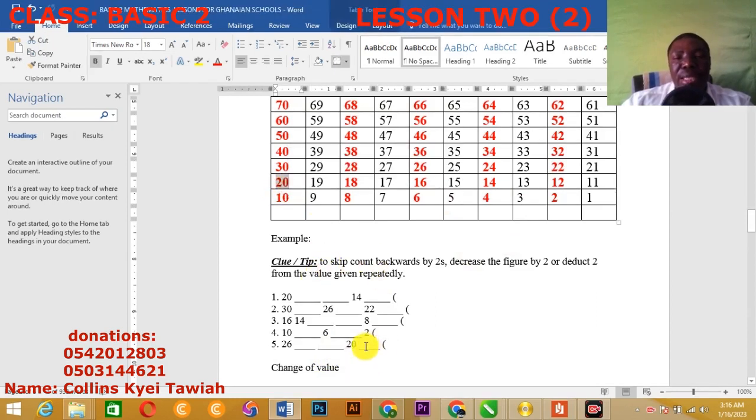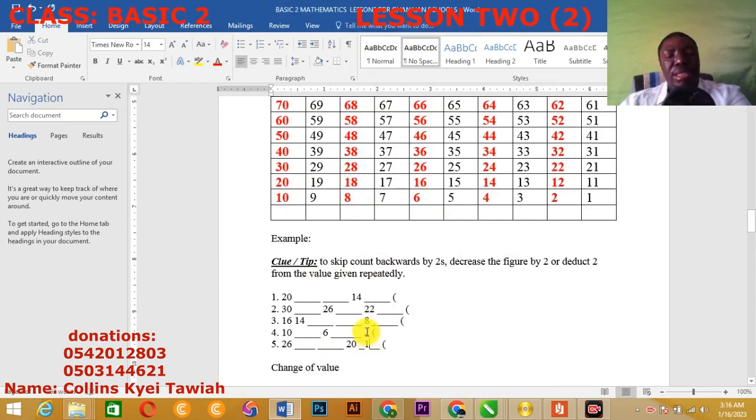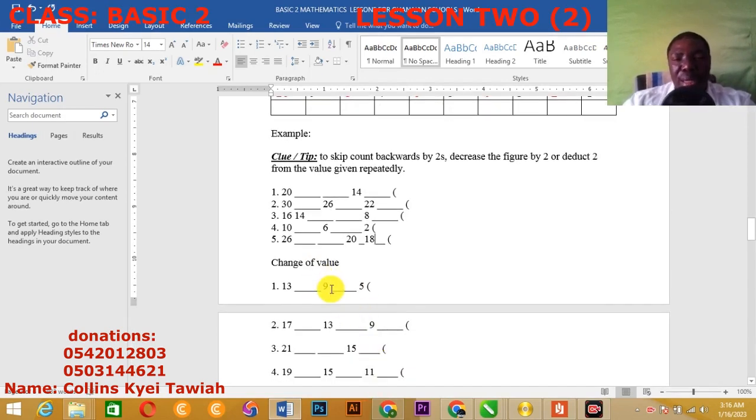So our last number will be what? 18. Okay. Here, 18 here. So 18, like that. Are we clear? Good. Very good. Now, what about if the value is changed?